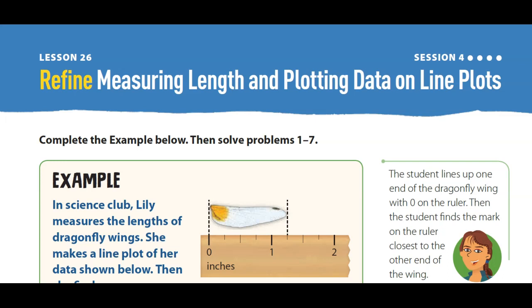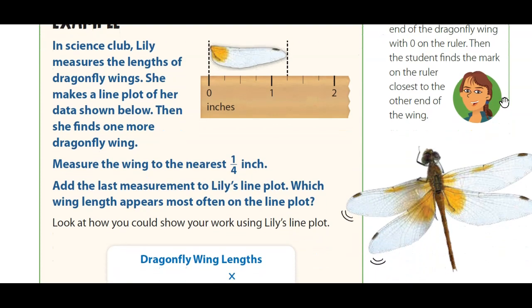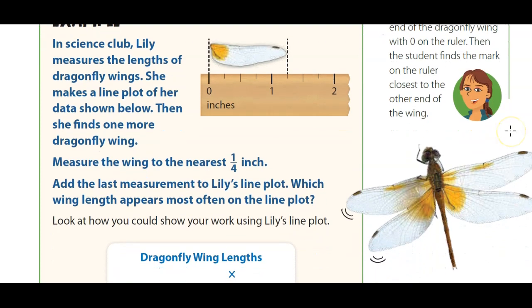All right, this is lesson 26, section 4. Okay, so it says complete the example below and then solve problems 1 through 7. Here's an example. It says in science club, Lily measures the lengths of dragonfly wings. She makes a line plot of her data shown below.